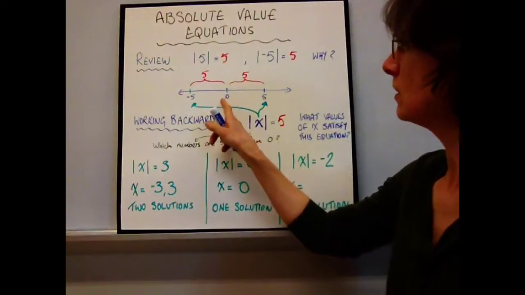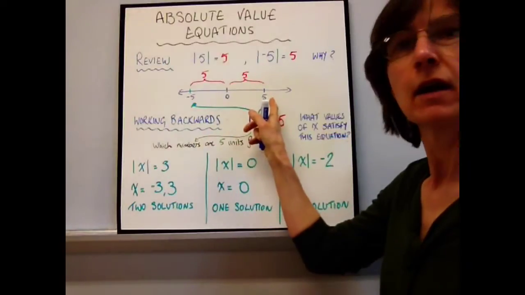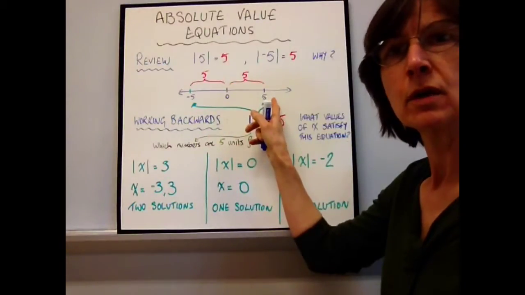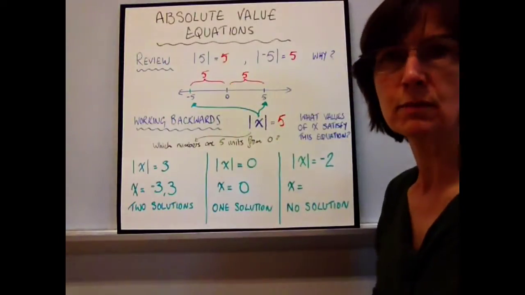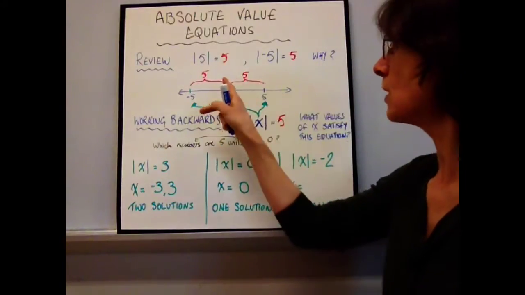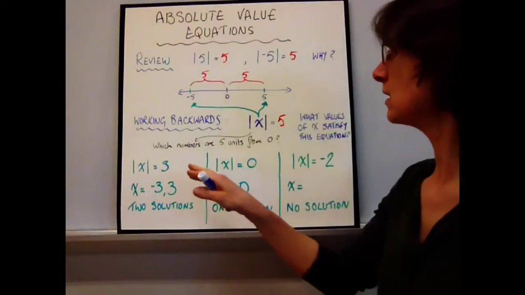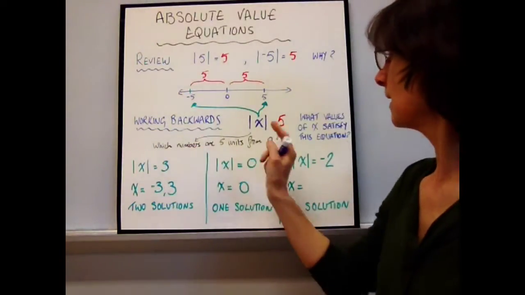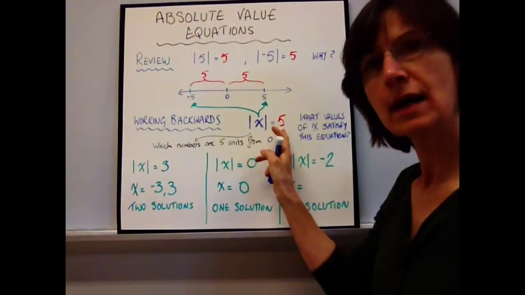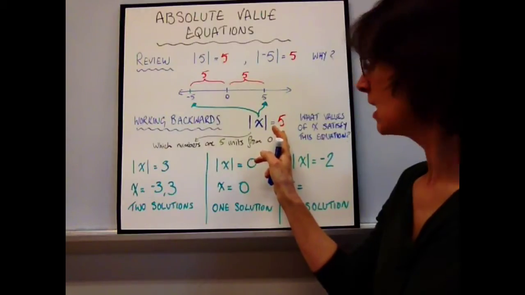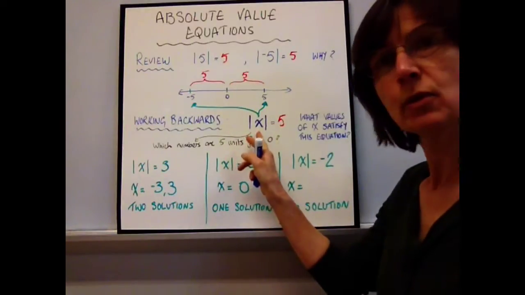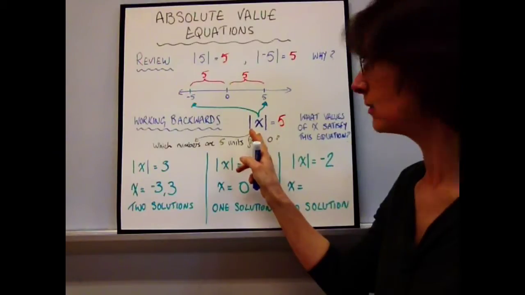So here's 0, and both negative 5 and 5 are 5 units away from 0. So the absolute value of both of those numbers is 5. So we've got two numbers that effectively give us the same answer. So I want you now to think that we're going to work backwards. I'm going to be giving you answers to absolute value problems, and you have to tell me effectively what the question was, or what the starting value was.